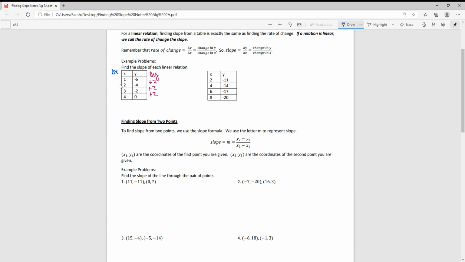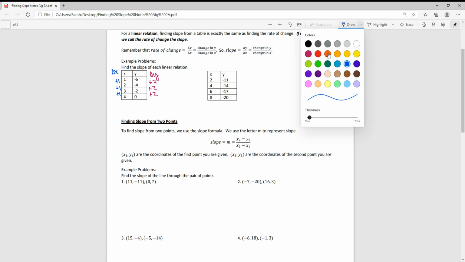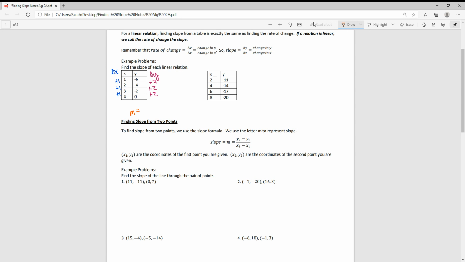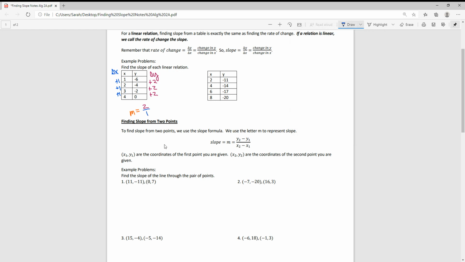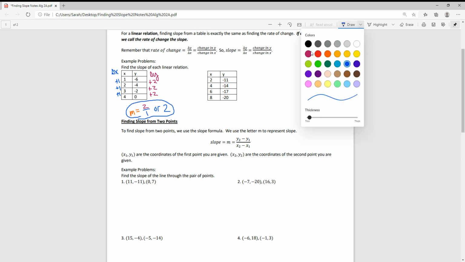To get my change in x, how do I get from one x value to the next? To get from 1 to 2, I add 1. And that is also true as I go down my table. So then my slope, we use the letter m for slope, my m, is going to be my change in y, which was 2, over my change in x, which was 1. You can leave it as 2 over 1, that's perfectly fine. Or if you realize 2 divided by 1 is just 2, you can also write your slope as 2. So 2 over 1 or 2 are both perfectly acceptable final answers for this problem.